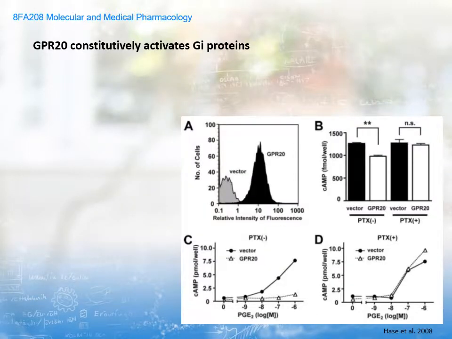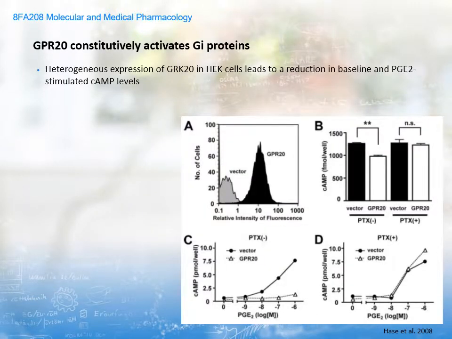And the final example is for GPR20. GPR20 actually works through a completely different way. What we have in this experiment, in these results, for example, is the expression of GPR20. The expression of GPR20 in HEK cells, this is one well-known cell type in which you can express the different components you want, actually leads to a reduction in baseline and also PGE2 stimulated cyclic AMP levels.